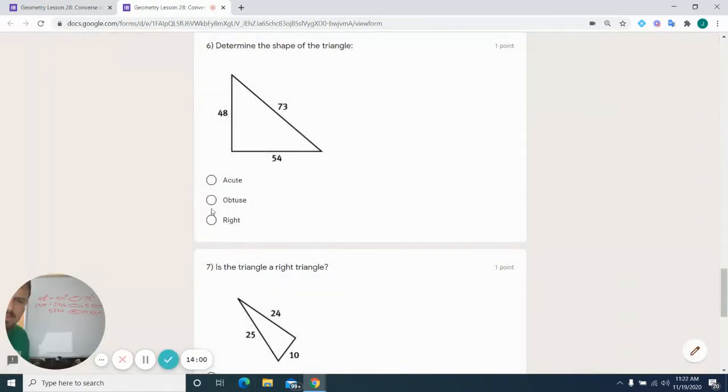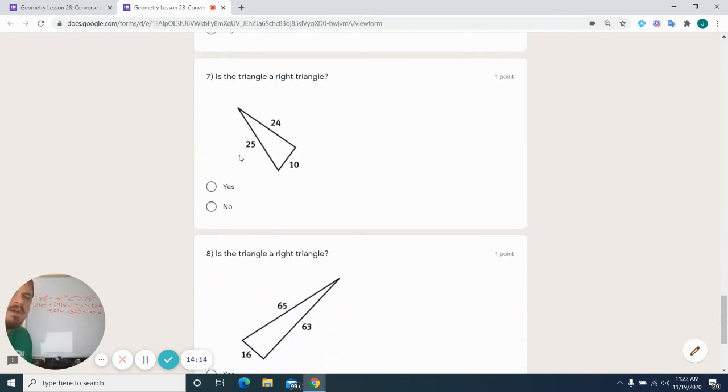You have obtuse. I think if you just go based on eyes, you'd be tricked and think, oh, this looks like a right angle. Yeah, it looks like it's 90 degrees, but it might be 91 degrees, which would look like 90. But when we actually crunch the numbers, we realize, oh, this is slightly bigger than a right angle. It's obtuse. Number 7. Remember, you go based on the biggest side is where you would put the c squared.